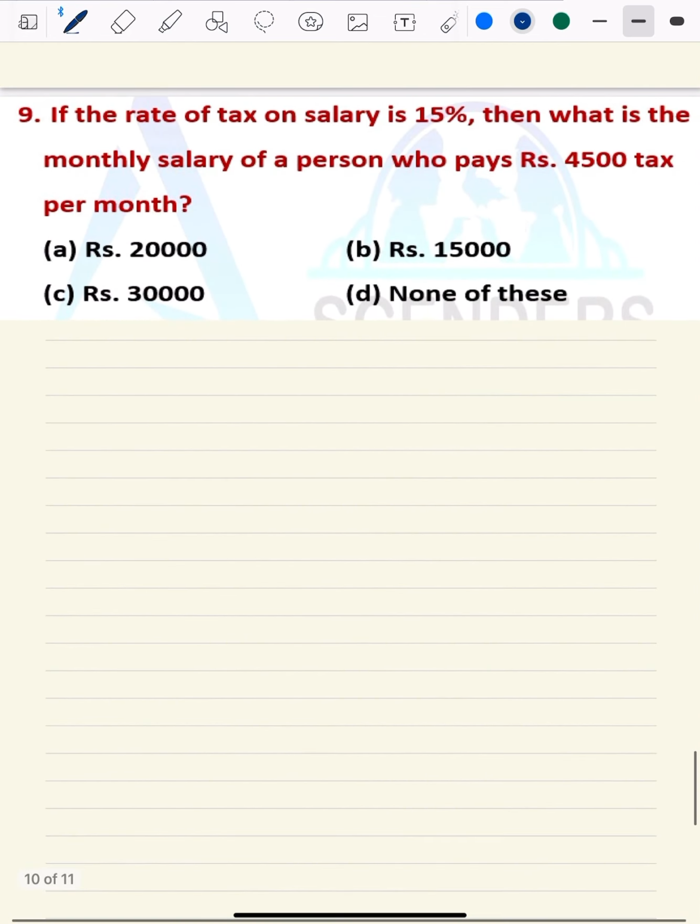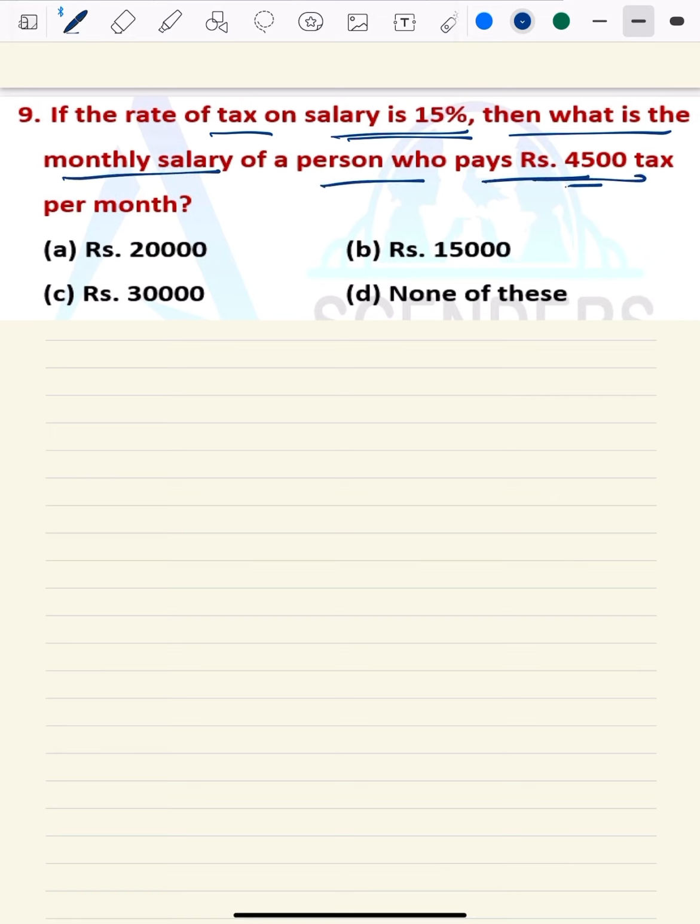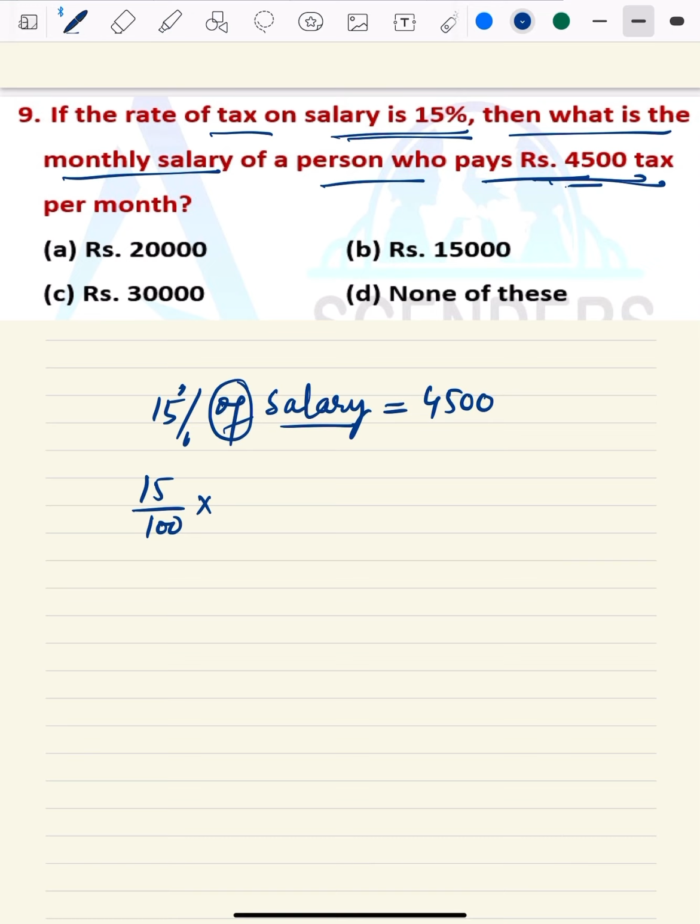Question number 9. If the rate of the tax on salary is 15%, then what is the monthly salary of a person who pays 4,500 rupees per month? If a person pays 4,500 rupees per month on tax, what would be his salary? So we would say that 15% of salary is equal to 4,500 rupees. So 15% means 15 divided by 100. This 'of' means multiplication. Salary is supposed to be x, equal to 4500.